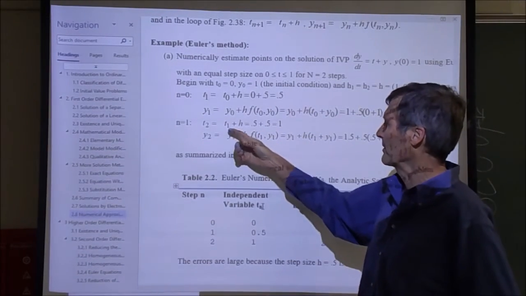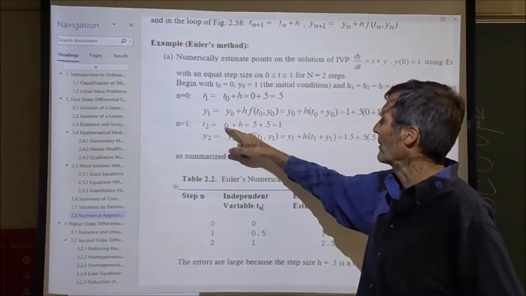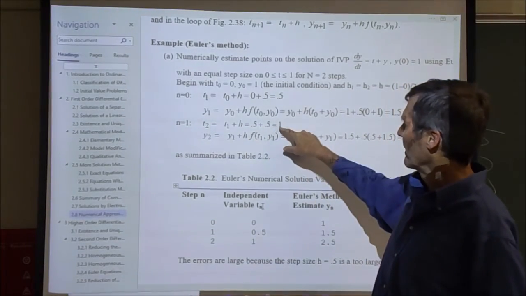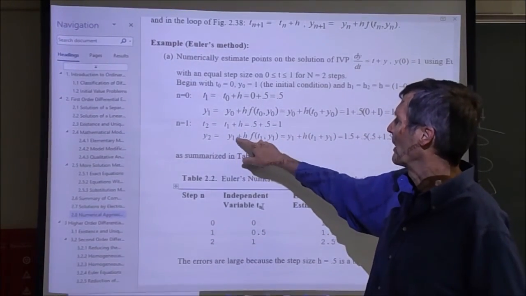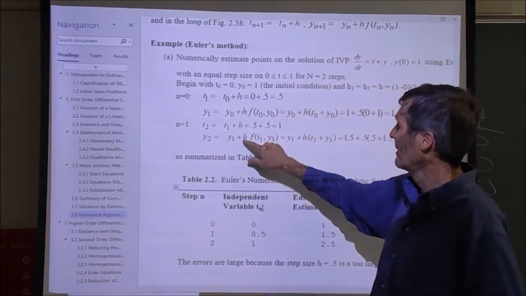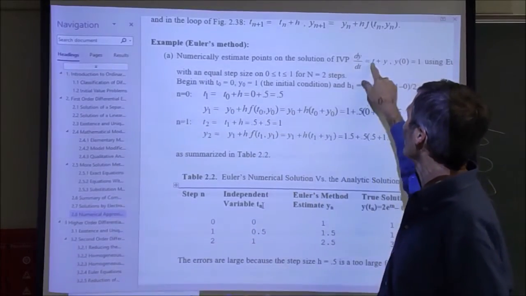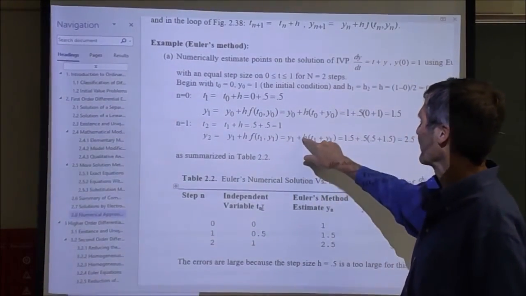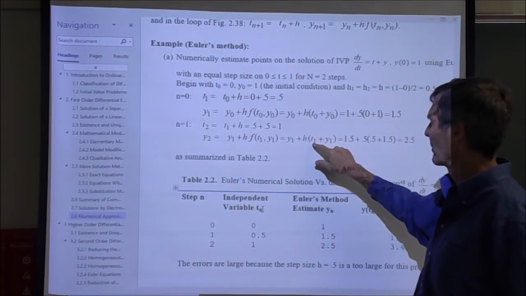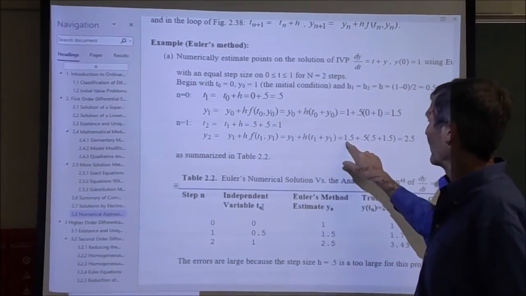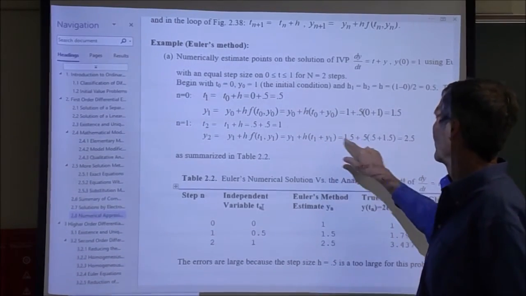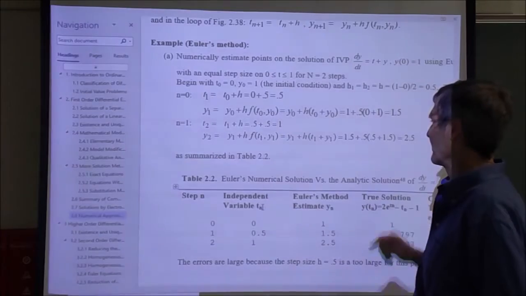I just keep repeating this. It's an algorithm, right? For t2, I take another step of 0.5. I take t1, which is 0.5, and add h, which is 0.5, and I get to t equals 1. At t equals 1, y2 is y1 plus h times the slope, which gives me the rise of the tangent line. So I take y1 plus h times t1 plus y1, the slope of the tangent line to the solution curve. I get 1.5 from the last step plus step size of 0.5 times the slope of the tangent line, 0.5 plus 1.5, which gives me 2.5.